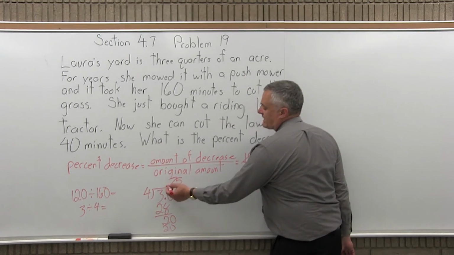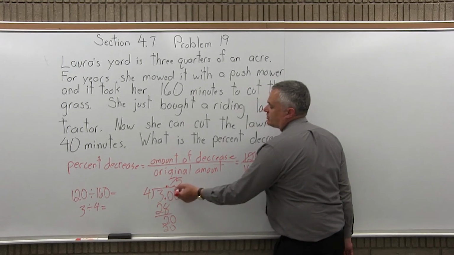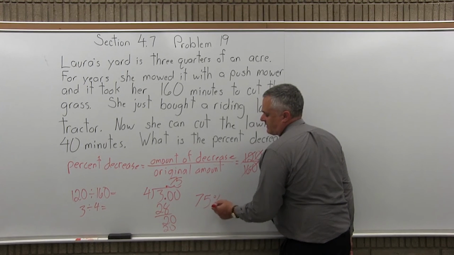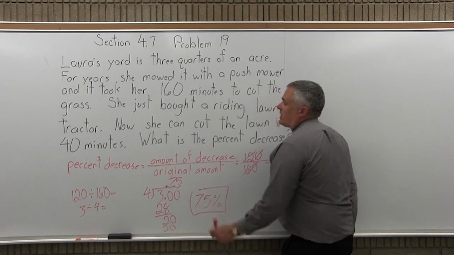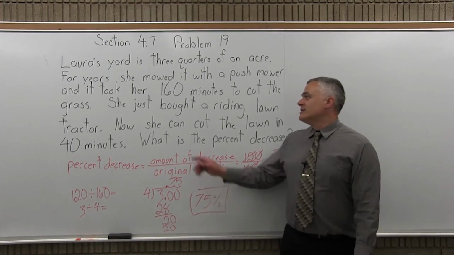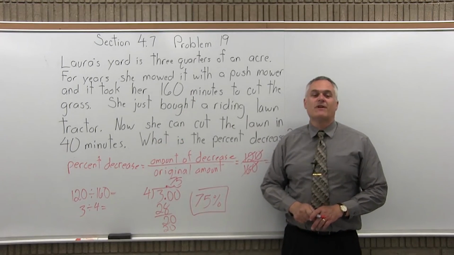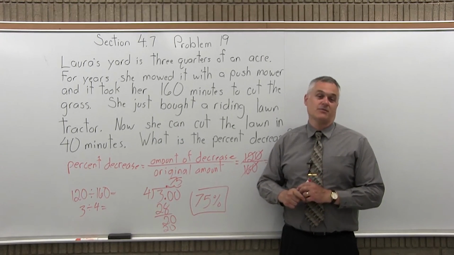And what you have to do to make it a percent, when it's a decimal, you pull the decimal point 2 places to the right, put a percent symbol after it, and there's your 75%. So if buying the lawn tractor takes the amount of time from 160 minutes down to 40 minutes, that's a 75% decrease in the amount of time to cut the lawn.